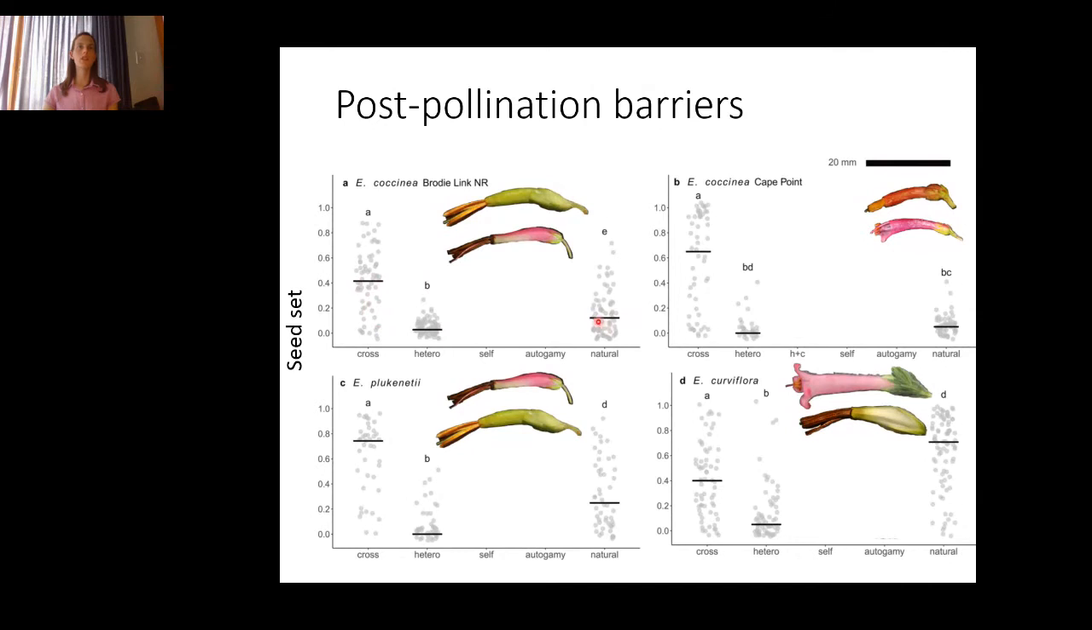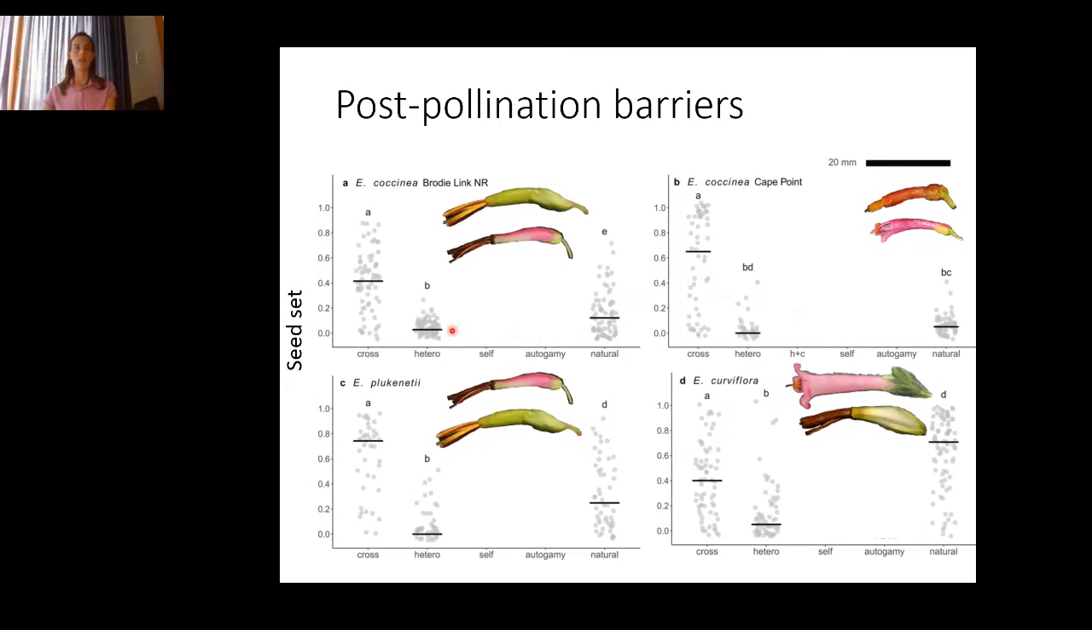And we compared these 2 to this heterospecific pollen treatment, where we added the pollen from Erica plucaneti to Erica coccinea flowers and then quantified the seed set. And as you can see, the seed set is significantly lower compared to these other two treatments, which supports the hypothesis that there is strong post-pollination barriers in these species. And the same was true for all four populations that we studied.